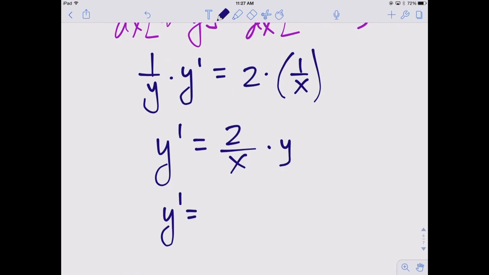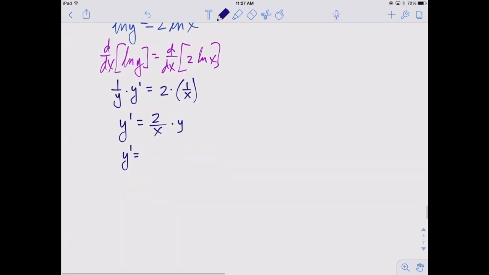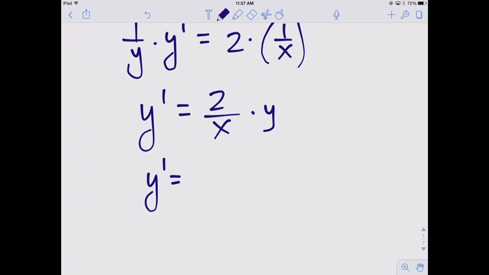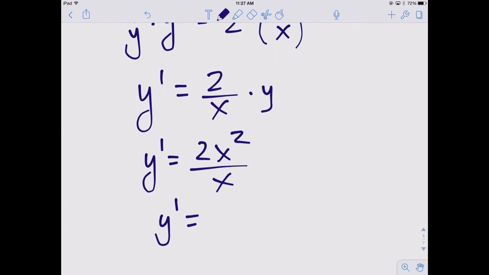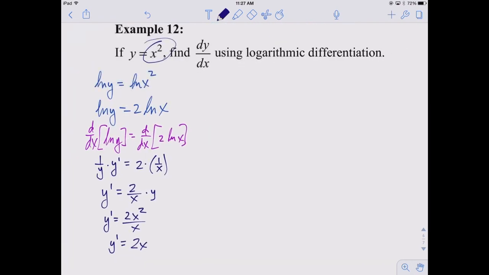Well, all I got to do now is substitute y back in. What was y equal to? X squared. So if I substitute that, I get 2x squared over x. And, of course, what happens with one of those x's? They divide out, leaving us with 2x, which we know is the derivative of x squared by the power rule.